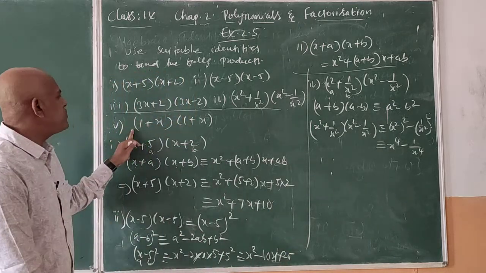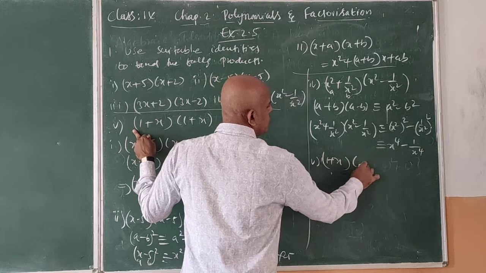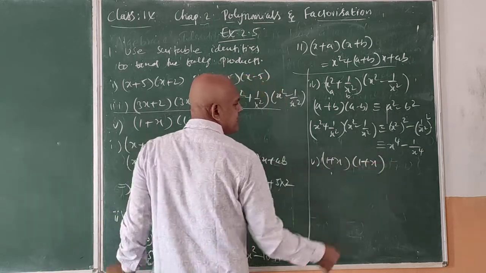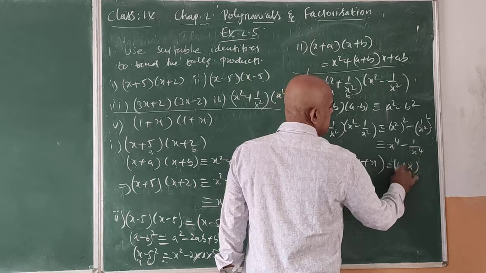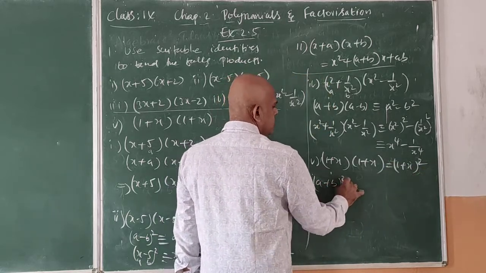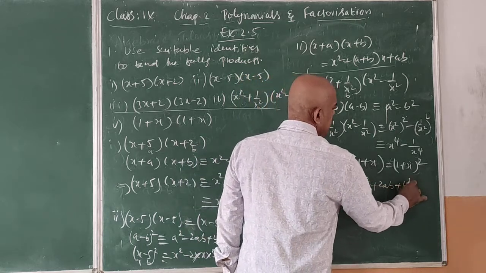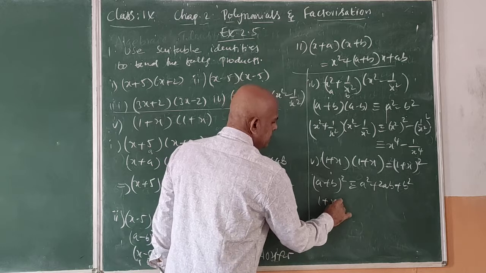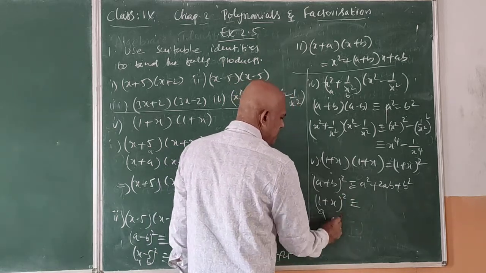And the last one, the fifth one, 1 plus x into 1 plus x. Here 1 plus x is repeated. How many times is it repeated? It is repeated 2 times. You can write it as 1 plus x whole square. It is in the form of a plus b whole square, which is equivalent to a square plus 2ab plus b square. So 1 plus x whole square is equivalent to, a means 1, b means x.